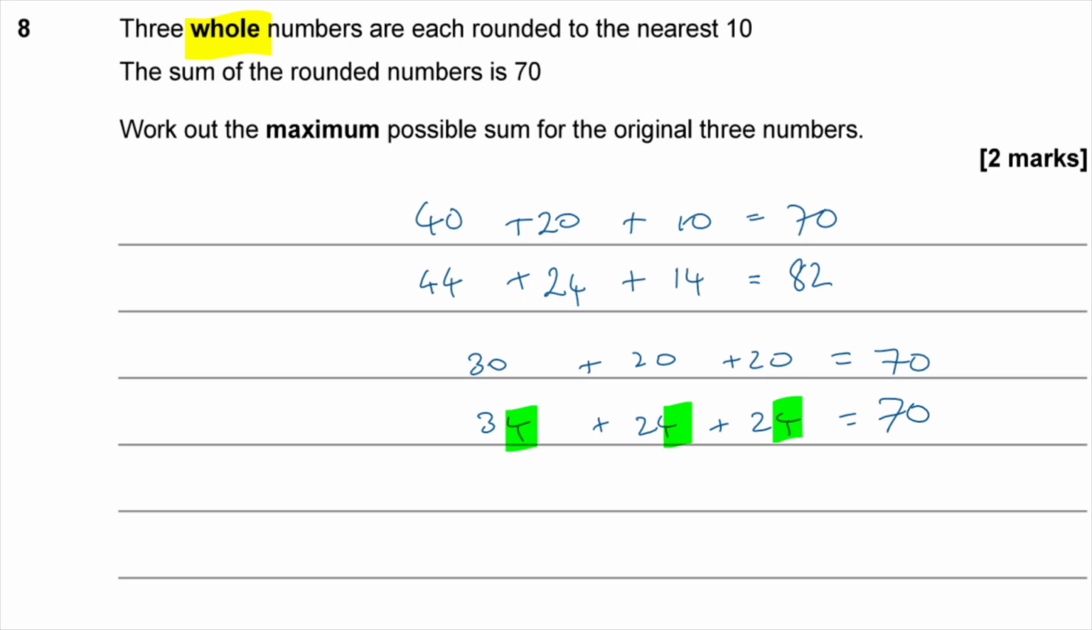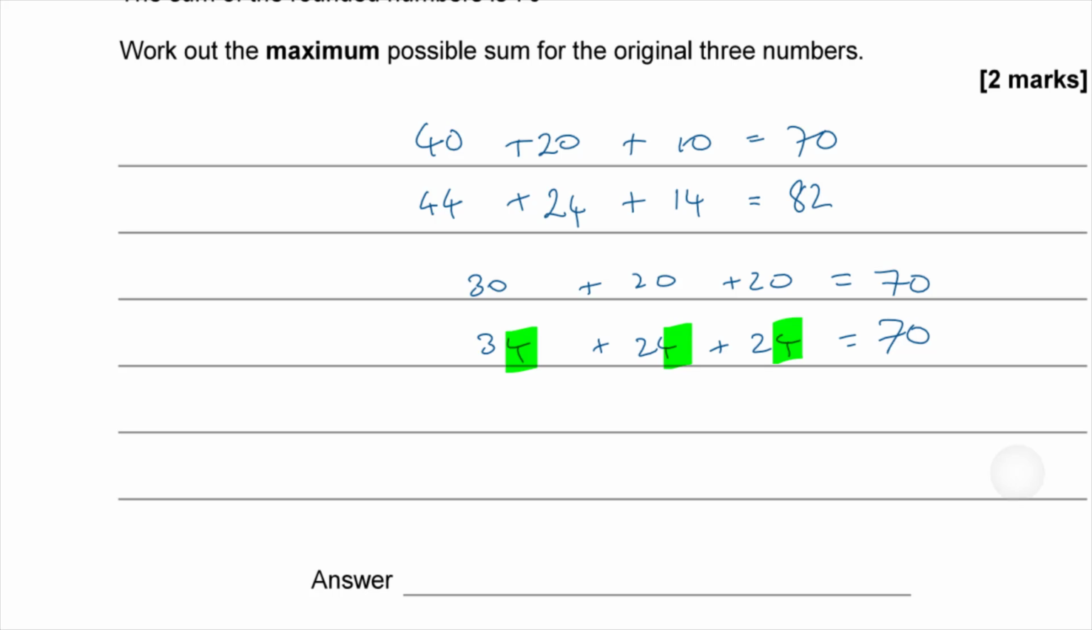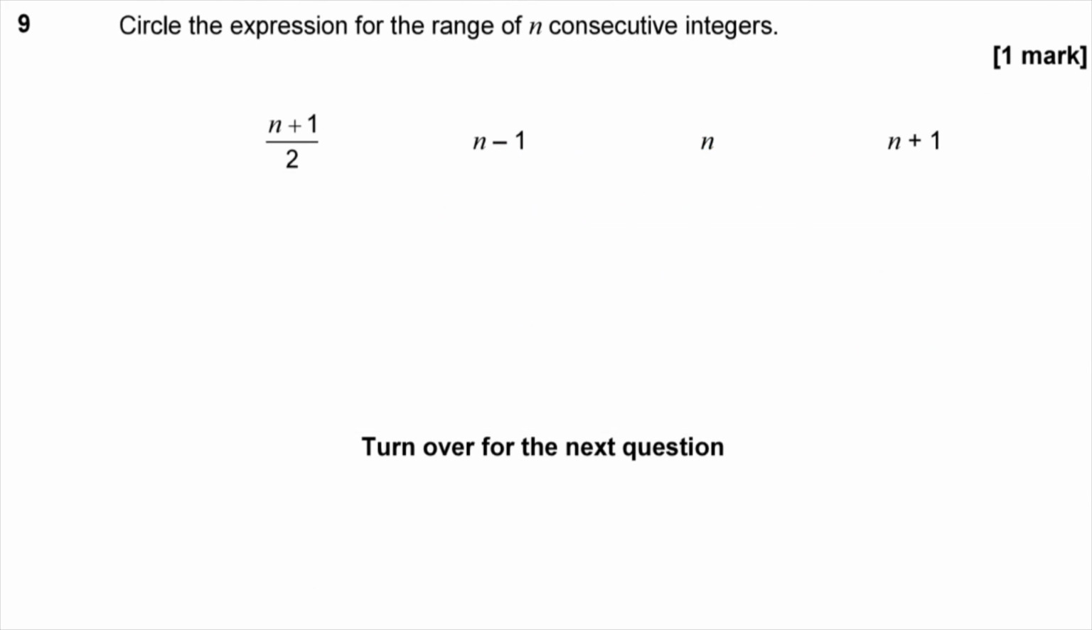So I think whatever combination of numbers that you pick that round to your original 70, your maximum possible number is always going to be 4 more than that, 3 times. So 4 times 3, 12 more than that amount. So the maximum possible sum has to be 82. Make sense?